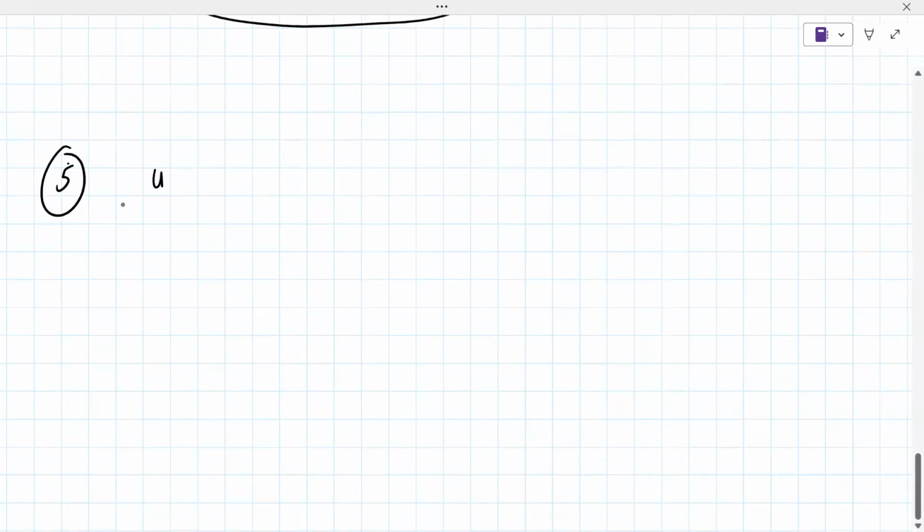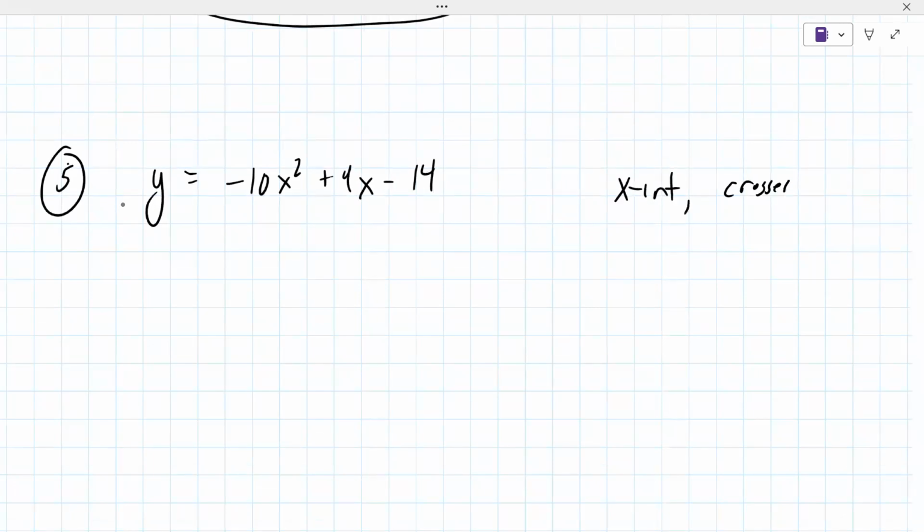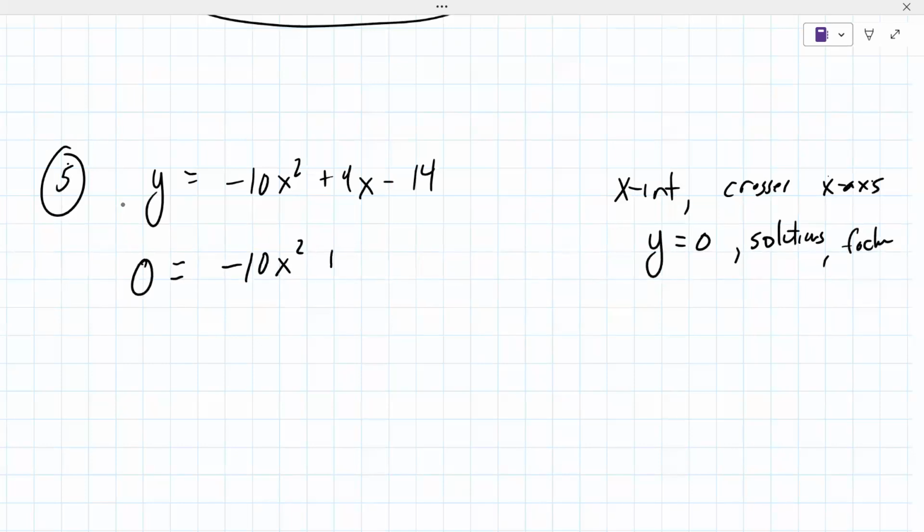All right. 5 is y equals minus 10x squared plus 4x minus 14. Okay, and it says to determine the x-intercept. So x-intercepts are where it crosses the x-axis. That's where y equals 0. These are sometimes called solutions, and then they're sometimes referred to as factors. There's a lot of things going on here. So you're setting this equation equal to 0. Or you're just looking at the equation without anything. You're just like, oh, I got to factor this.